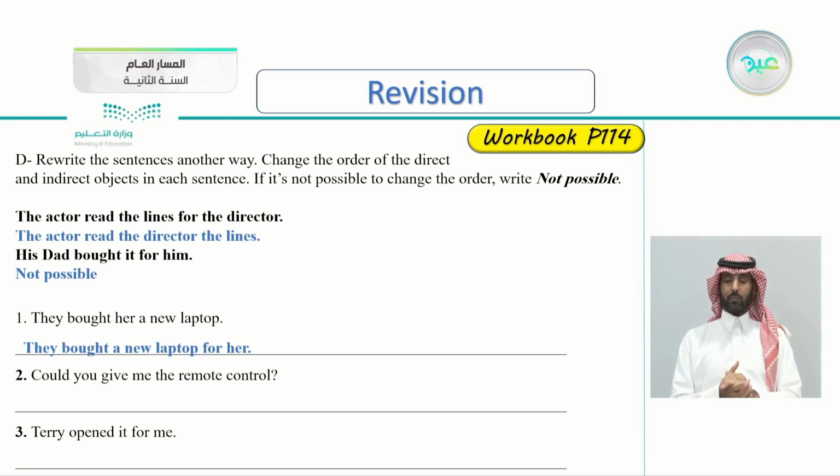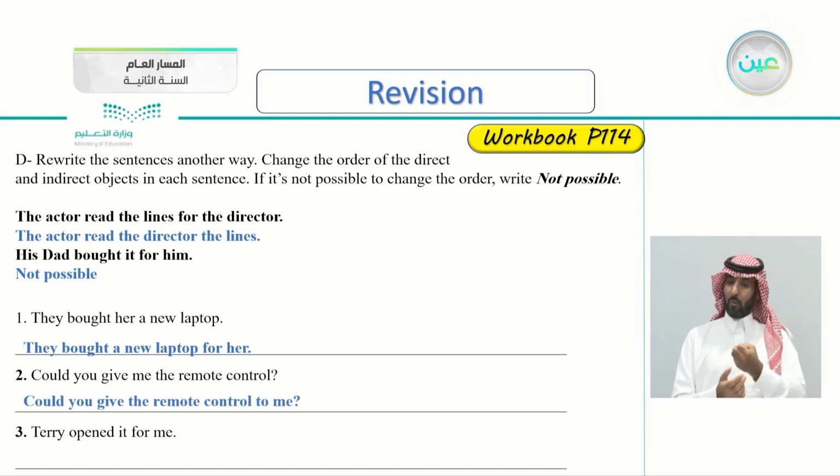Excellent. Number two, could you give me the remote control? So how do we change it? Okay, let's check together. Could you give the remote control to me? So me here is the indirect and remote control is the direct. Number three, Terry opened it for me. Pay attention here.